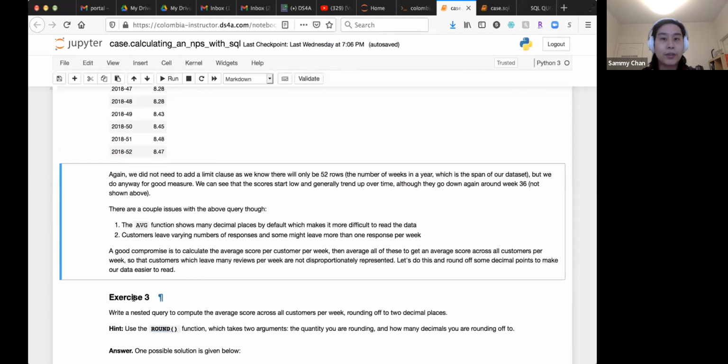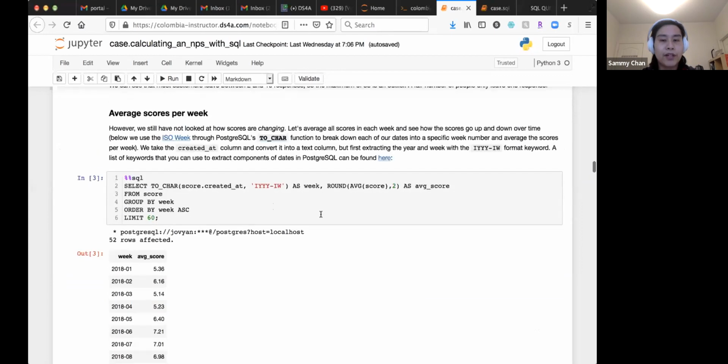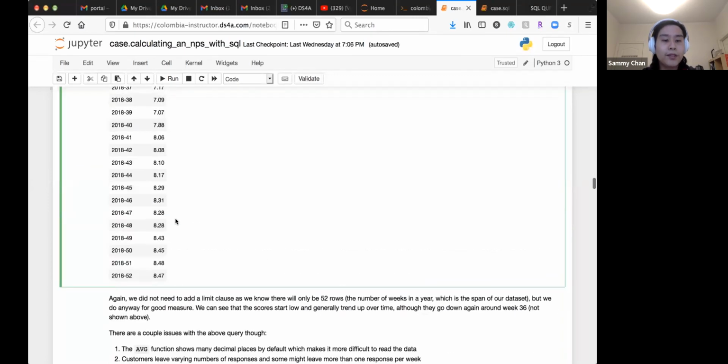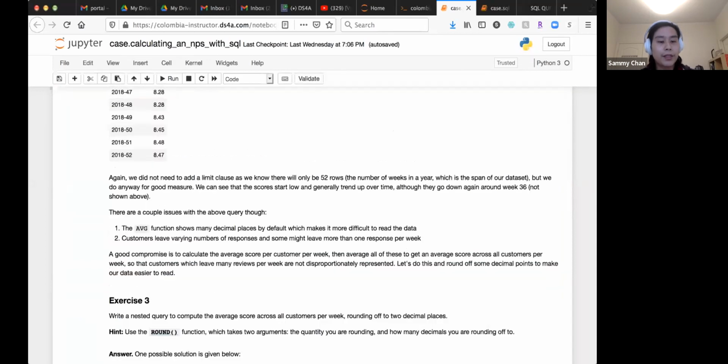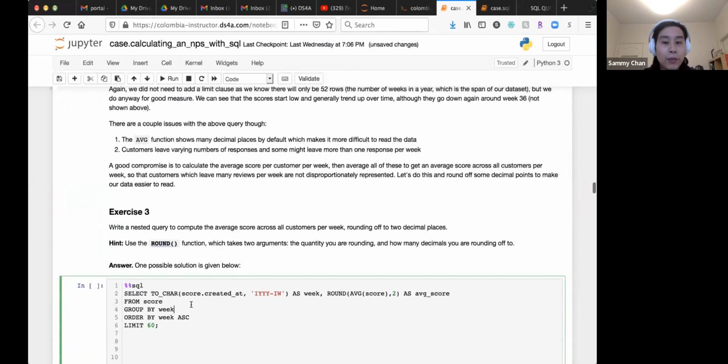So here, let's work on exercise 3. It's asking us to write a nested query to compute the average score across all customers per week, rounding off to 2 decimal places. Of course, using the round function, which we already have covered here. So let's copy this, and what we needed to add is the average for all customers.